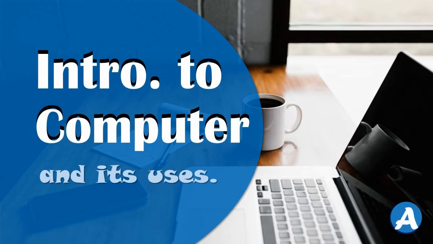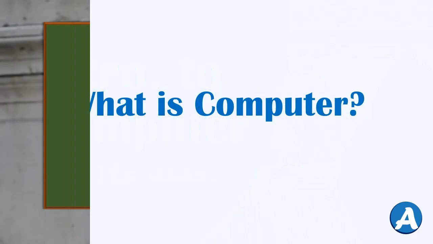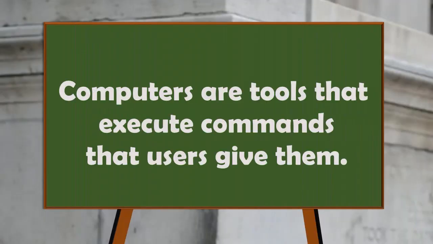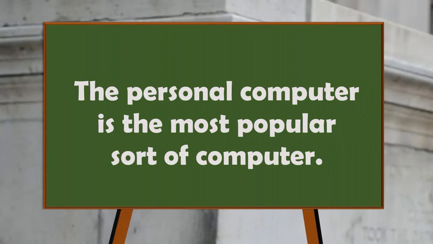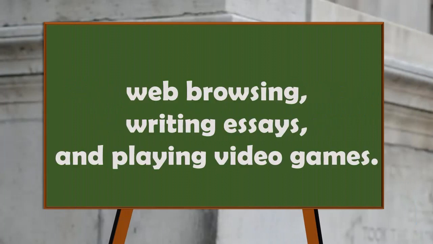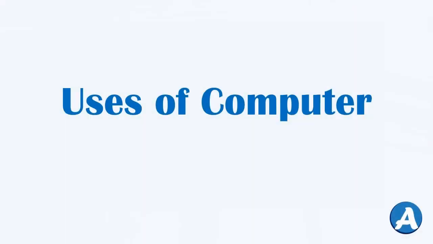Let's get straight into it. What is a computer? Computers are tools that execute commands that users give them. Although they are made up of a variety of components, they all work together to complete the tasks that the user requests of them. The personal computer, which is used by the majority of people worldwide, is the most popular sort of computer. Computers may be used for a wide range of activities, including web browsing, writing essays, and playing video games. Uses of computers today.